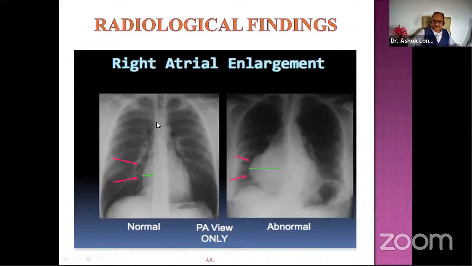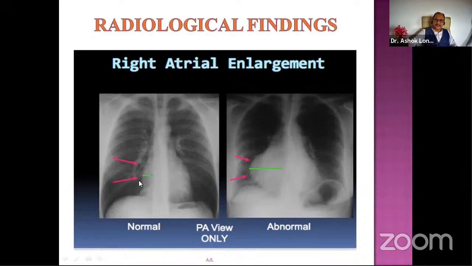I have a few radiographs to check with you. See, right atrial enlargement. Now you know this area is supposed to be one-third of the chest cage, here at the base. So when there is more, this is actually normal.